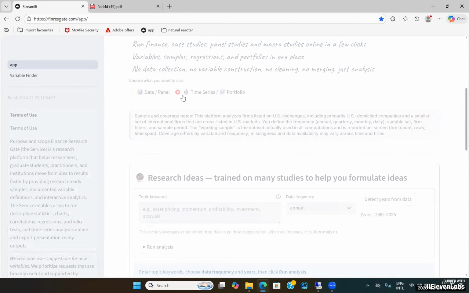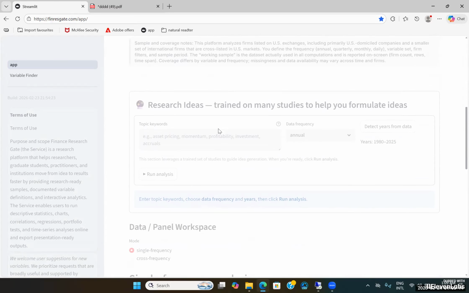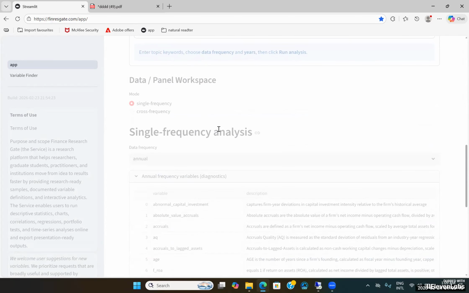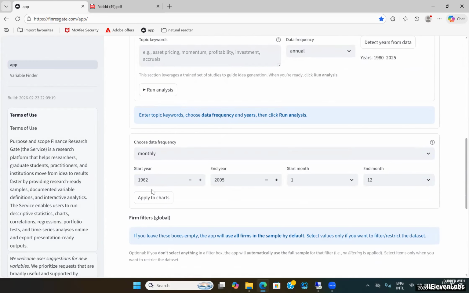So first, I need to carefully select the appropriate time series data. And then what we'll do is we'll go ahead and select the monthly option. For instance, let's choose the whole period and then apply it. It will take quite a bit of time to construct the functional sample.